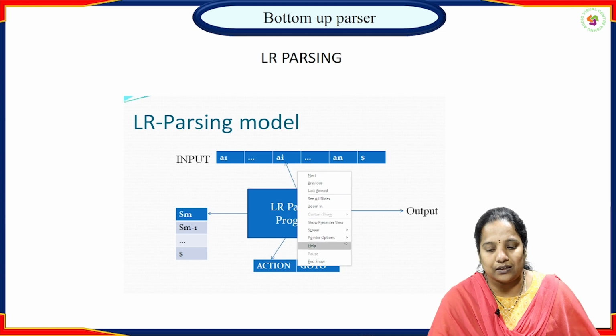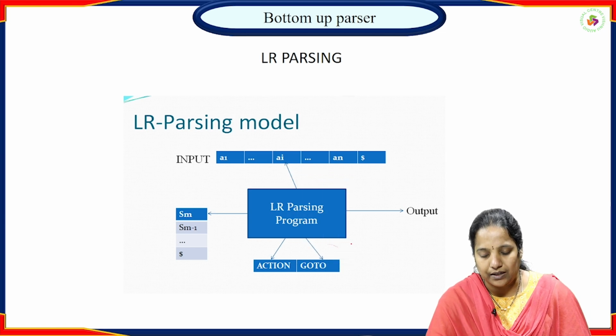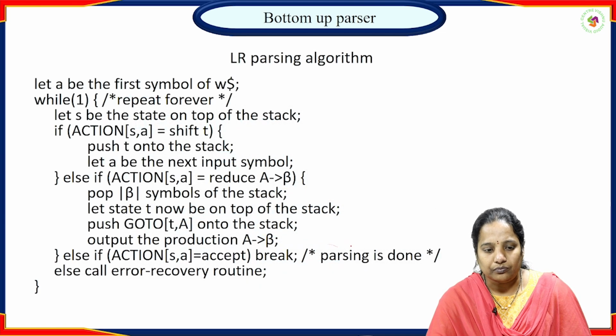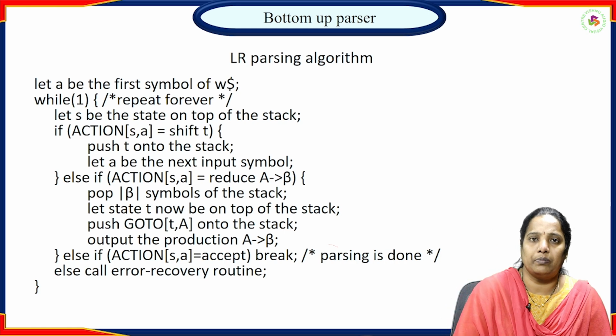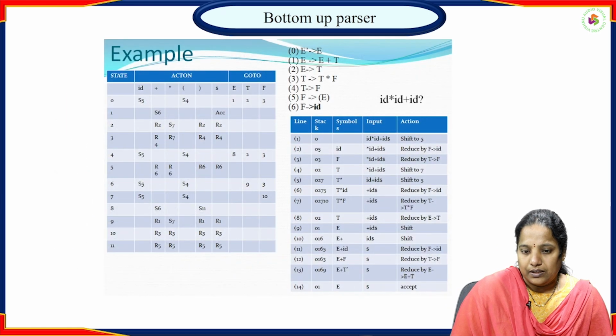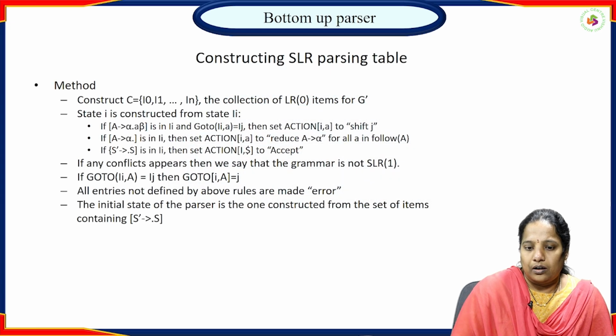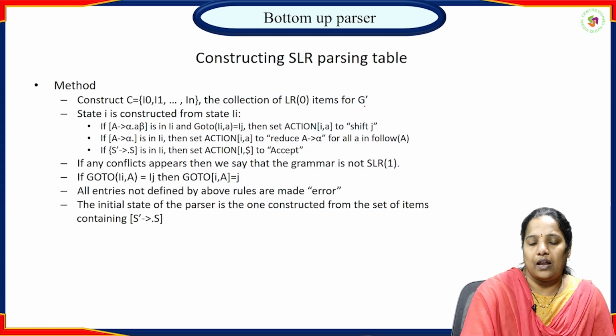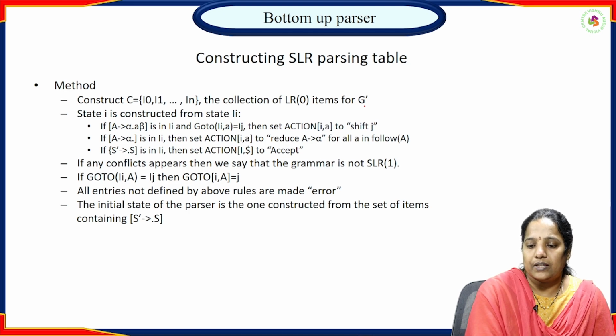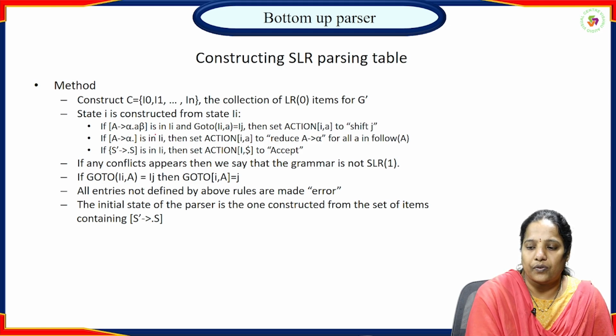First we need to construct the parsing table, and from the parsing table we proceed. How do you construct the parsing table? For parsing table construction, first we go for the collection of LR0 items. From this collection of LR0, we go for action entries and goto entries. Two different types of entries are there.